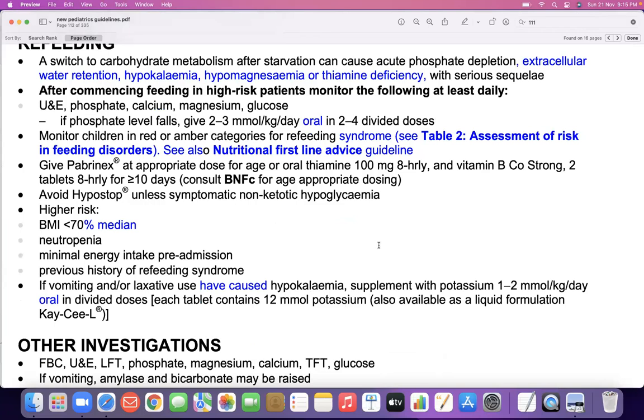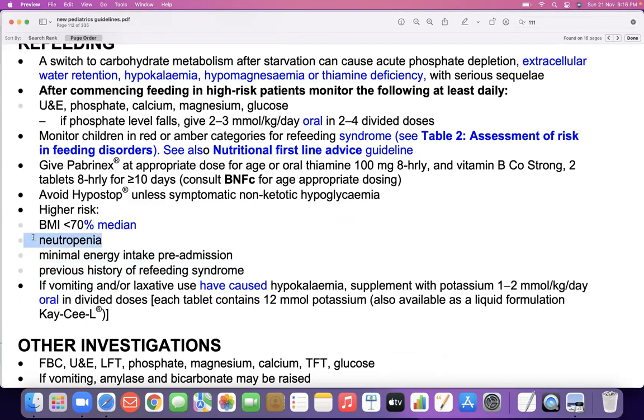Who is at higher risk of developing refeeding syndrome? How I remember is: previous history of refeeding syndrome, she should have a past history. Minimal energy intake pre-admission, meaning she was taking very minimal energy, almost starving for a long time.